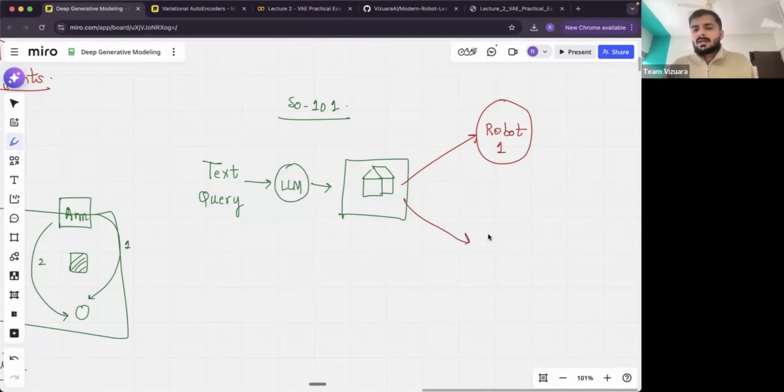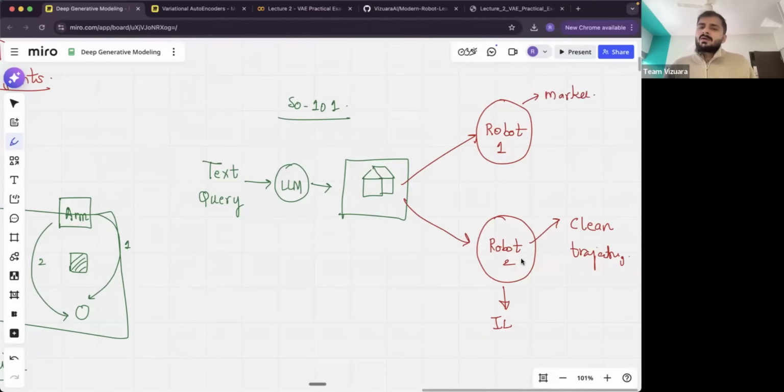And then there was another robot which was trained through imitation learning to clean this trajectory. So what do I mean by clean? This trajectory is drawn using a marker on a whiteboard. And robot number 2 takes a sponge and cleans the trajectory, which is drawn on the whiteboard.